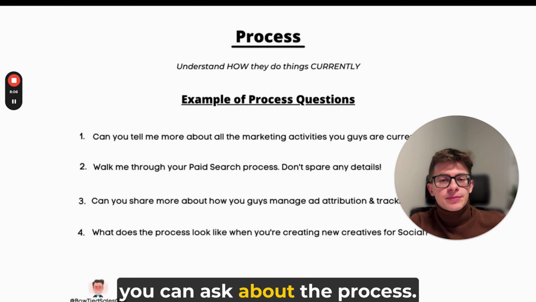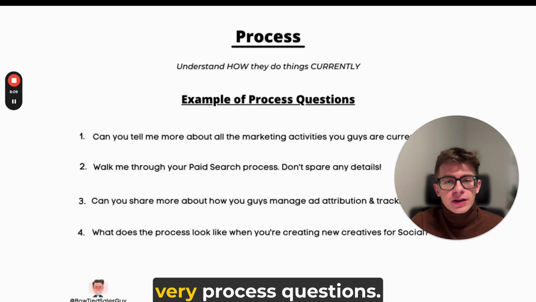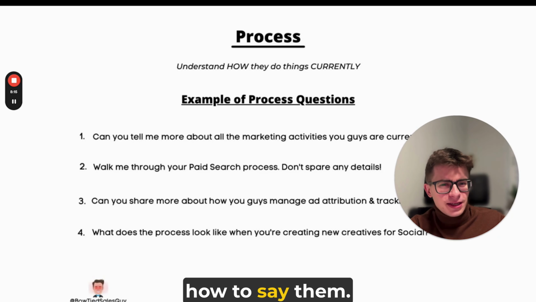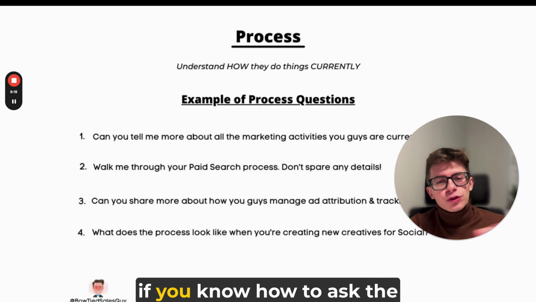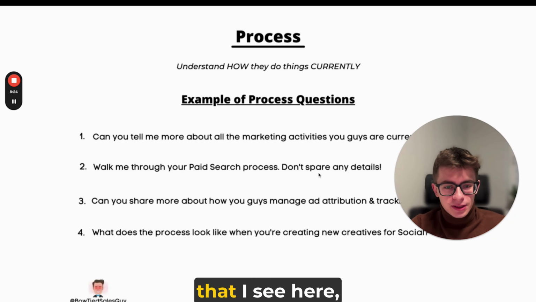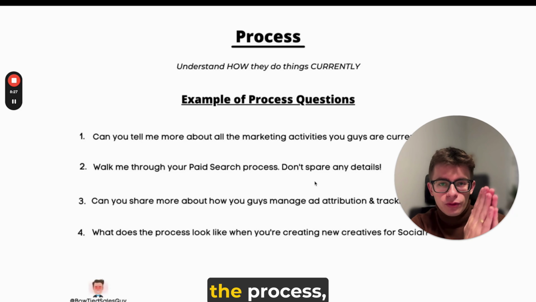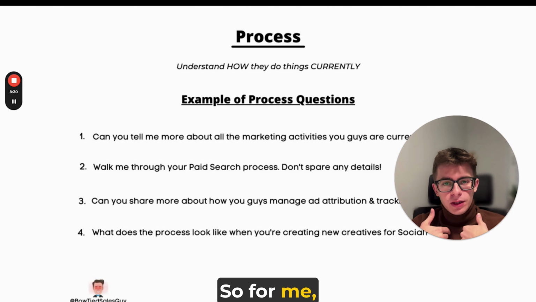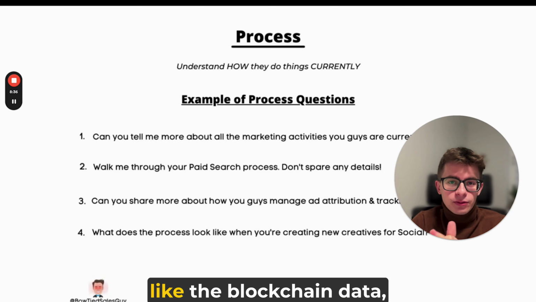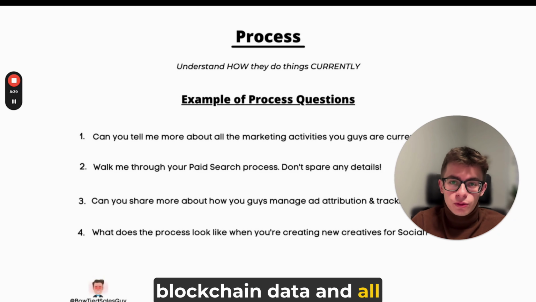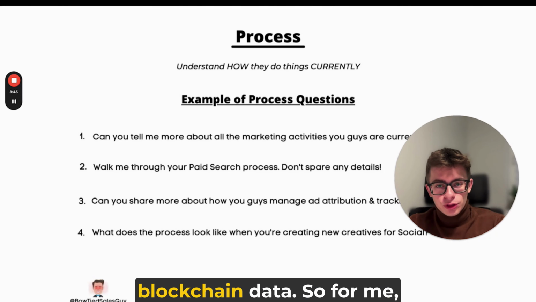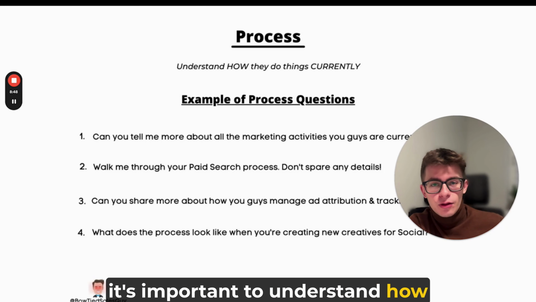After the facts, you can ask about the process. Process questions are pretty complex. It's hard to know how to say them, but if you master asking the right process questions, this will help you uncover a lot of pain. The best question I see here: can you run me through the process of how you do the stuff right now? On a real life example, I ask, can you run me through how you get the data right now, how you get access to the blockchain data, and all different variations of this question? Because I sell APIs that give you aggregated access to blockchain data. So for me, it's important to understand how they do stuff right now.